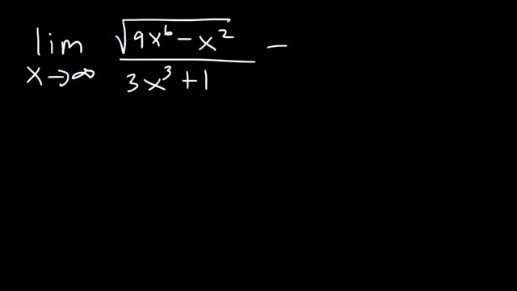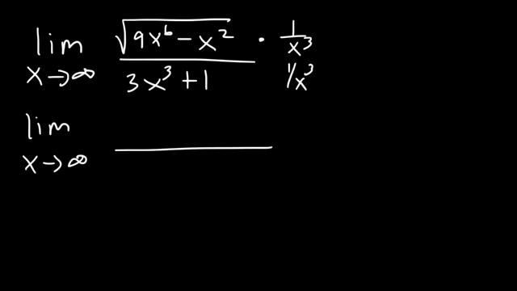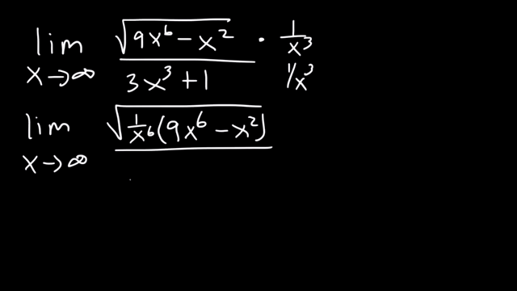Now to show your work, we can multiply the top and the bottom by 1 over x cubed. So this becomes the limit as x approaches infinity. And then on the inside, we're going to have 1 over x cubed, actually x to the 6 now. The exponent will double once we move it to the inside. So 1 over x to the 6 times 9x to the 6 minus x squared divided by 3 plus 1 divided by x cubed. So now what we're going to do is rewrite this expression.